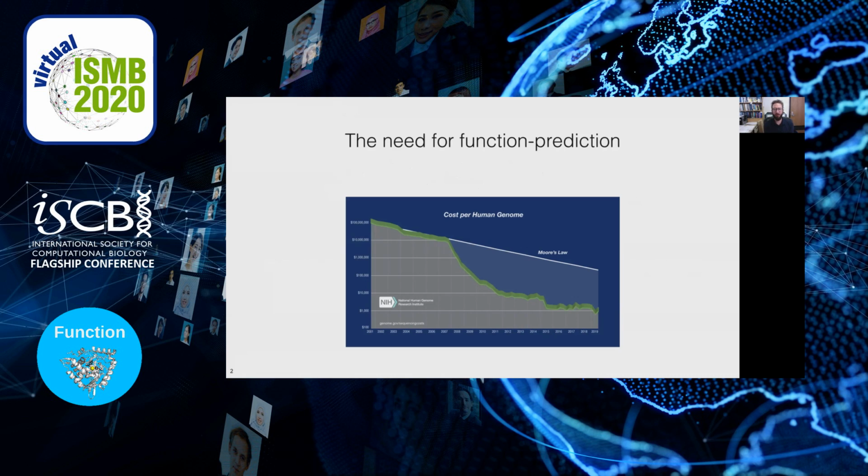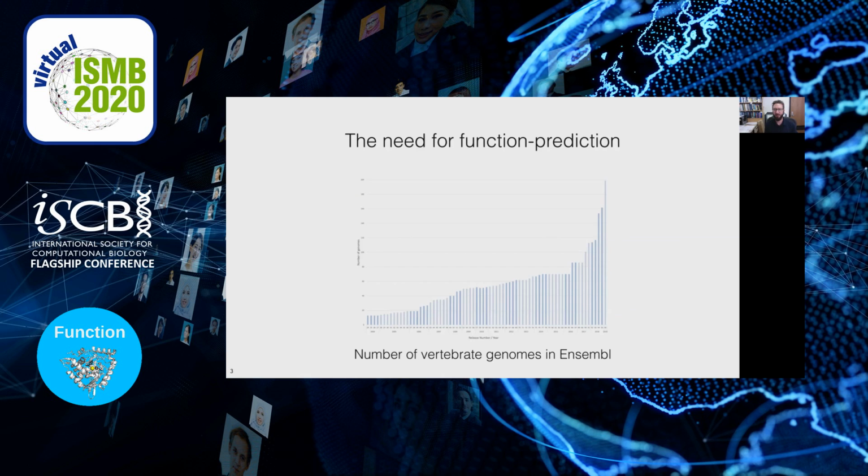So I'm going to talk about the need for function prediction. Why do we need to predict function? We need to predict function because there are so many sequences being collected. This is a commonly viewed graph. Lots of sequences because the price is dropping so much, but very few experimental annotations. Just as an example of this, the number of vertebrate genomes in the Ensembl database alone is over 200.